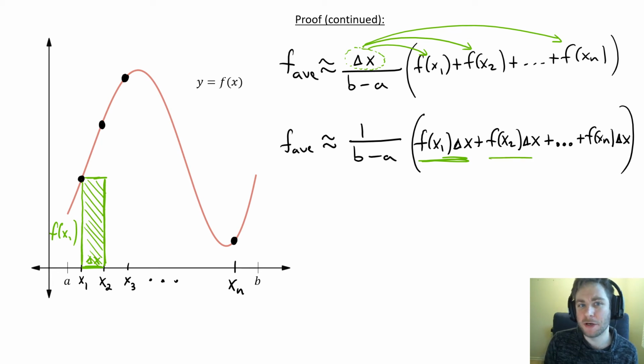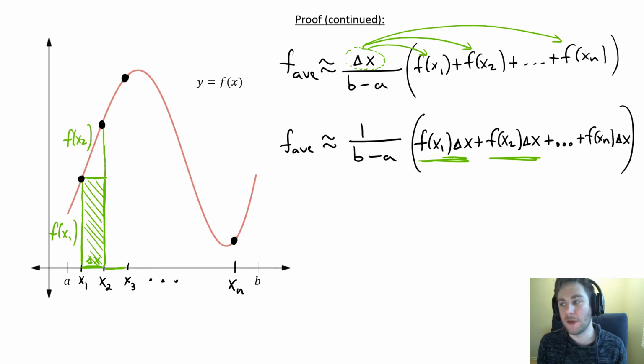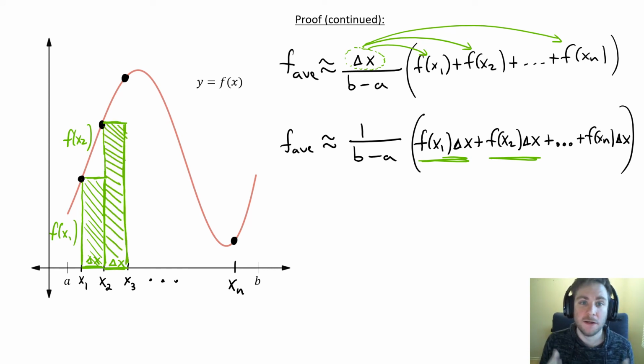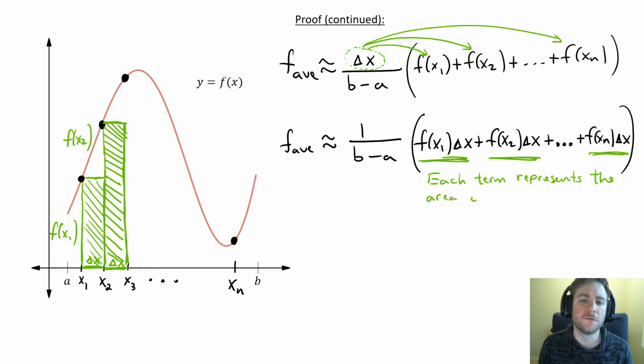In similar spirit, if we look at this second term, f of x2 can be thought of as this vertical distance, whereas delta x can be thought of as this horizontal distance. So once again, we see that f of x2 times delta x represents base times height, so that is the area of another rectangle. If you were to go through all these other terms, you would observe something very similar for those ones as well.